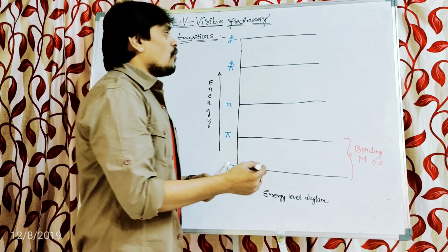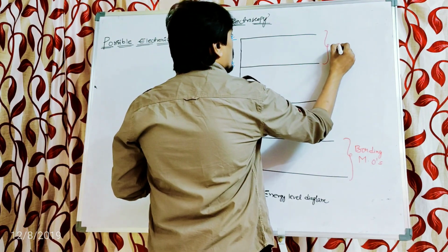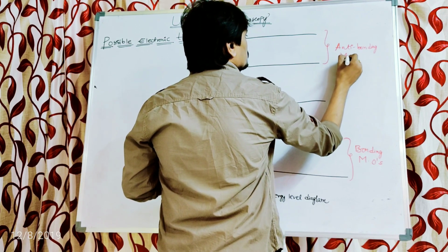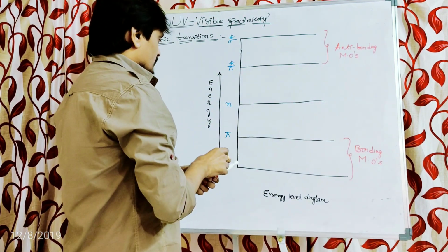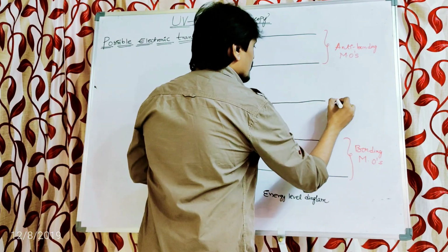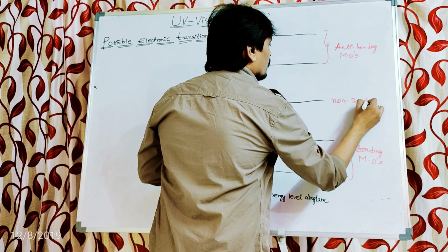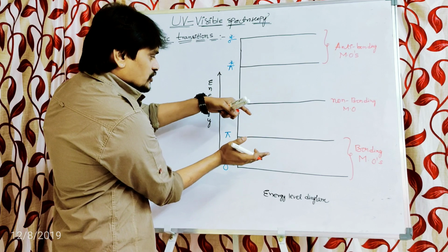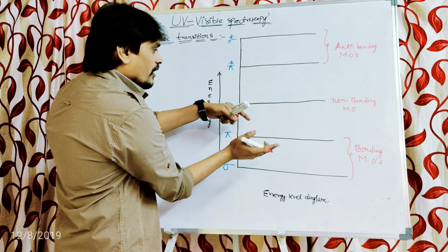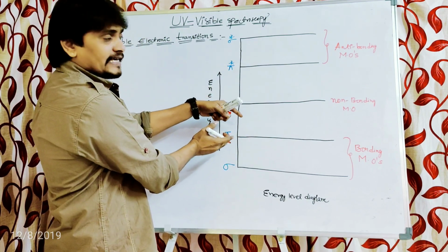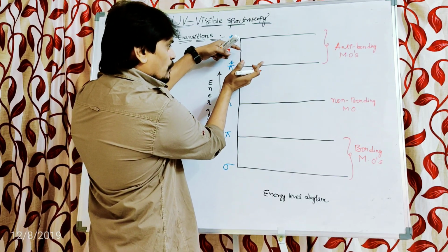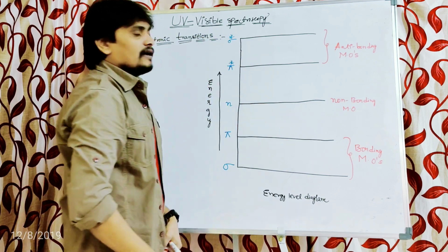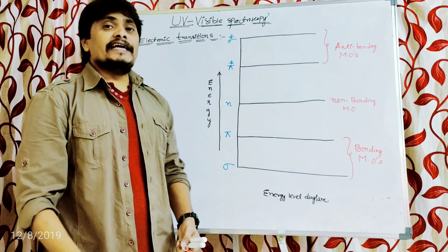molecular orbitals are anti-bonding molecular orbitals, accordingly the pi star and sigma star are anti-bonding molecular orbitals, and this is the non-bonding molecular orbital. So coming again, whatever molecular orbitals occupy their position below the non-bonding molecular orbitals are bonding molecular orbitals, which are sigma and pi in this case, and whatever molecular orbitals occupy their position above the non-bonding line are anti-bonding molecular orbitals, which are pi star and sigma star, students. So this is the energy level diagram.